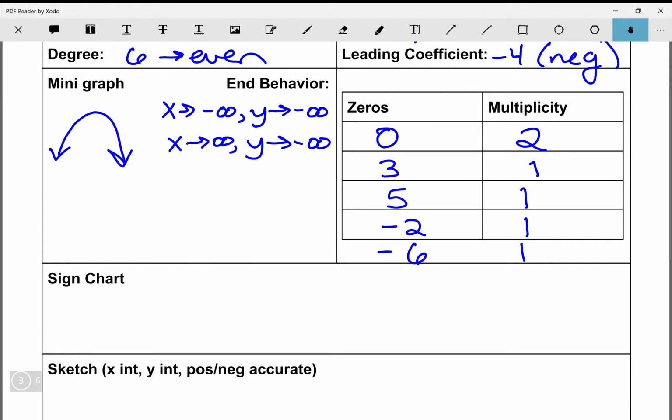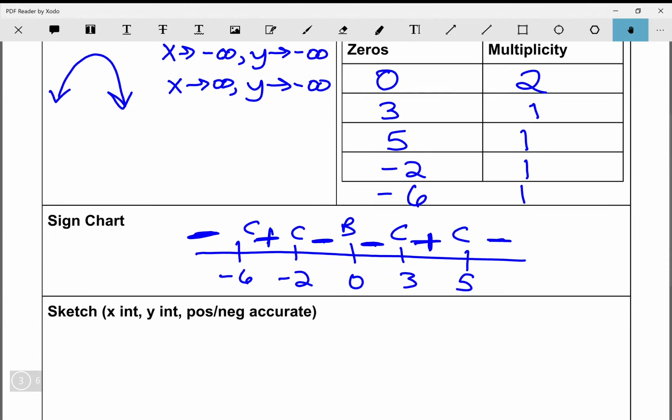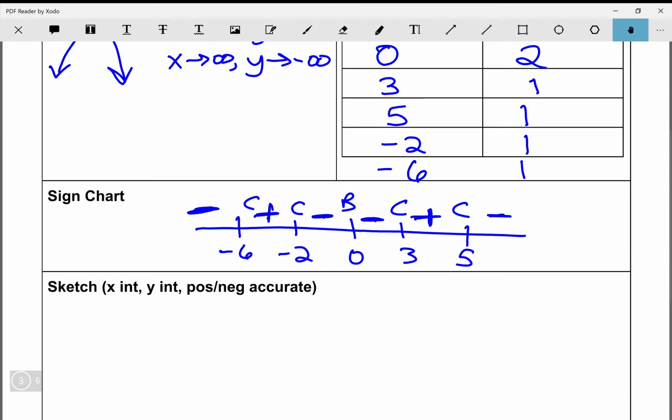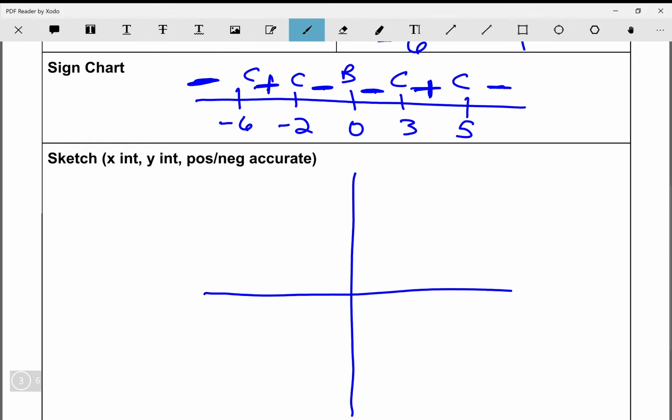So my sign chart, put these in least to greatest. So negative 6, negative 2, 0, 3, 5. All of those are crosses except for 0, which is a bounce. All right, so starts negative, cross, positive, cross, negative, bounce, negative, cross, positive, cross, negative. Good, that's where I should end up, right? Begin and end negative with this. Okay, so my Y-intercept we said is 0. So that makes this one a little bit nicer for that.